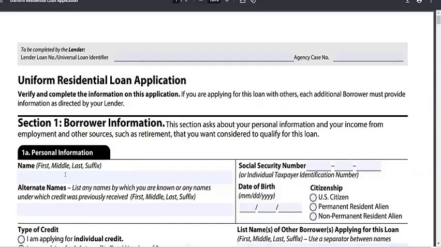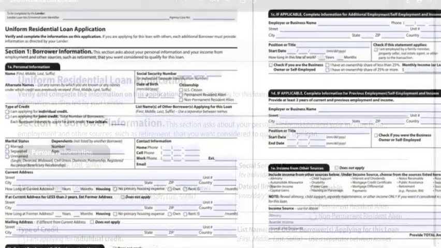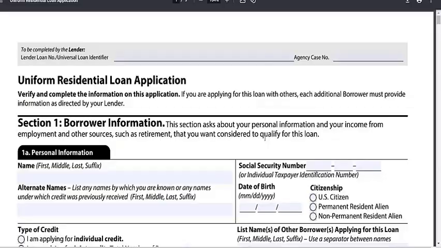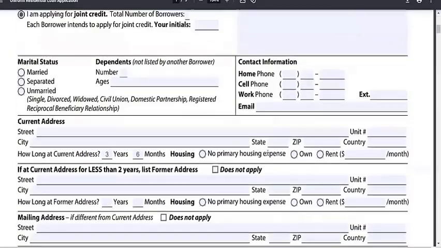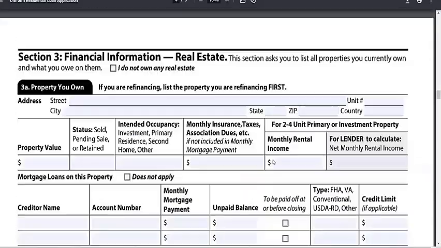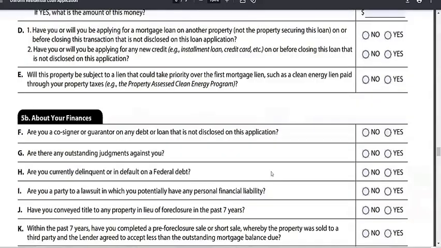So the first form is related to borrower information only. In this form, the borrower is only going to disclose his or her personal information, as well as income, employment, and other sources of income like retirement, or whatever they are considering to qualify for the loan. That is the only information they are going to disclose in this form. They will not be telling us what type of loan it is. It will only be related to borrower information.